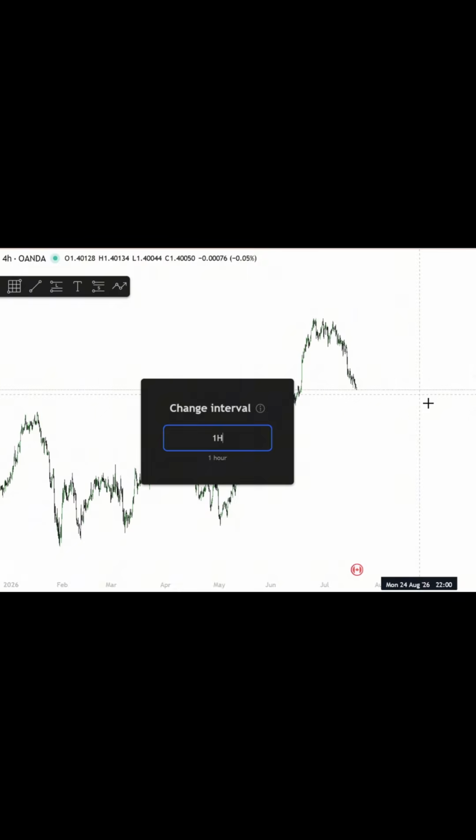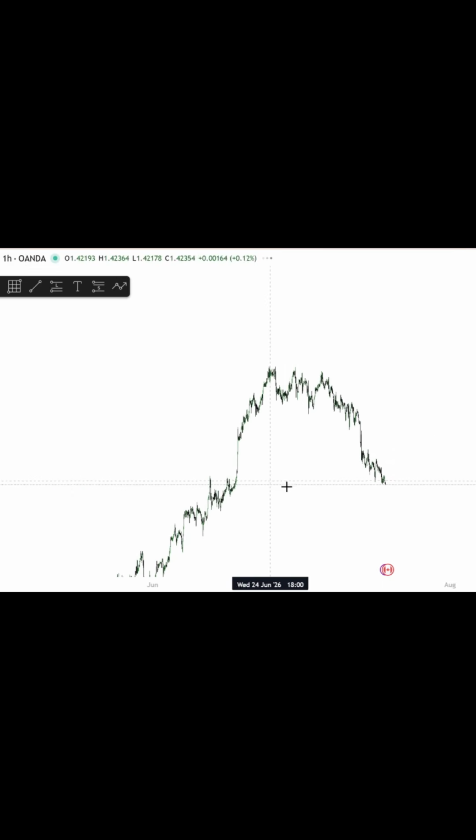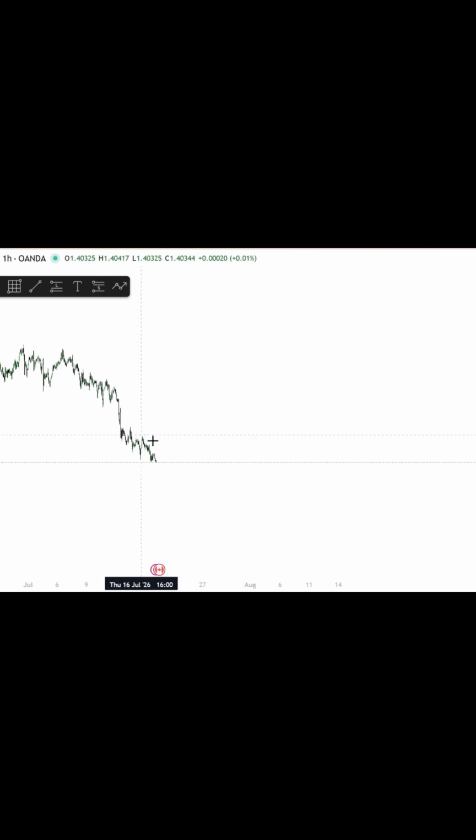If we go down onto the 1-hour time frame, I was potentially looking at an option to trade it down, but as you can see, it's not really giving any clean entries, and therefore I might just wait for some cleaner price action to develop.